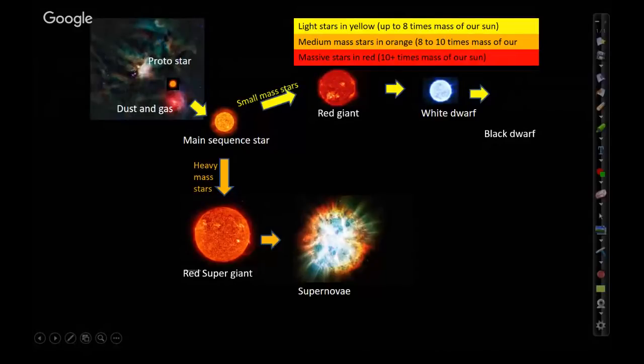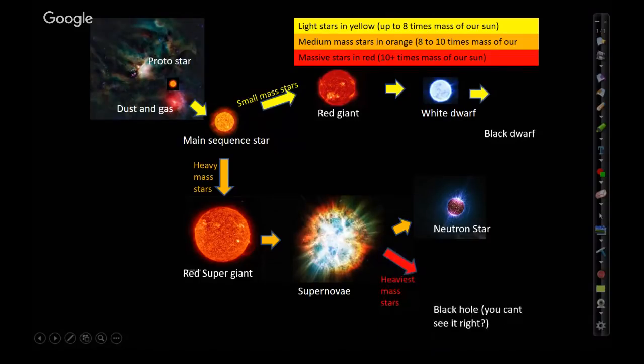Now, during the supernova explosion, all of the elements heavier than iron are made, and they will be scattered out into the universe, into the galaxy. Now, left behind a supernova, you've got a small neutron star, a very small object, which is very dense. And the very heaviest objects, the heaviest of them all, will end up collapsing as a neutron star and turning into a black hole. Of course, you can't see it because no light can escape from it.